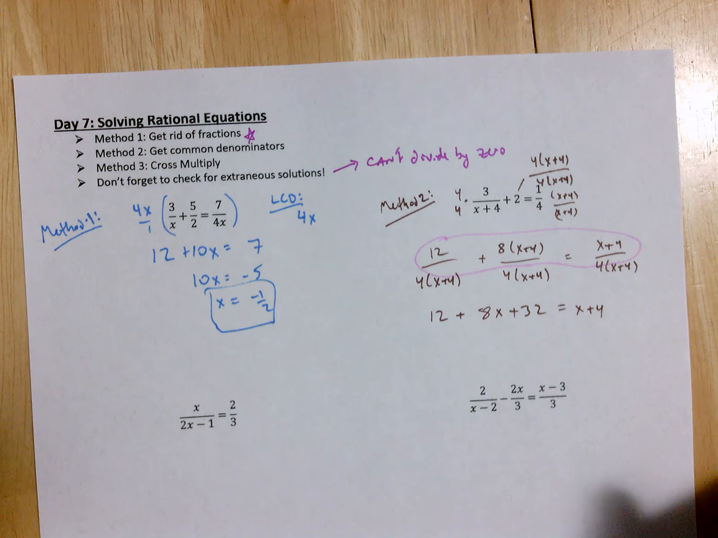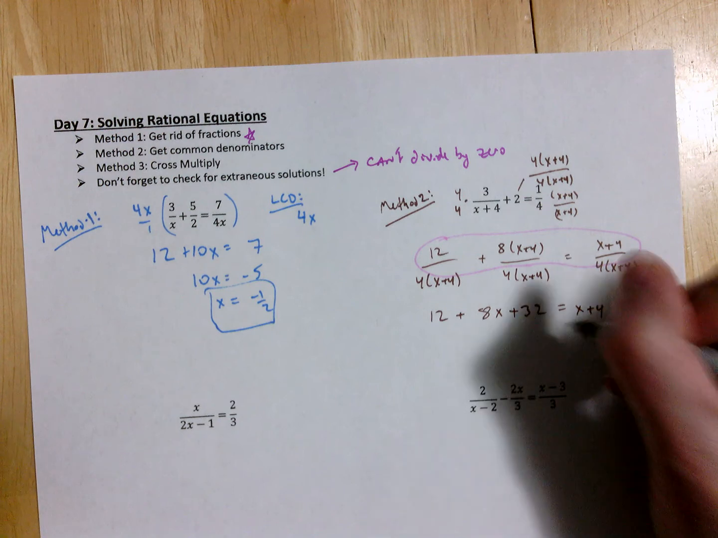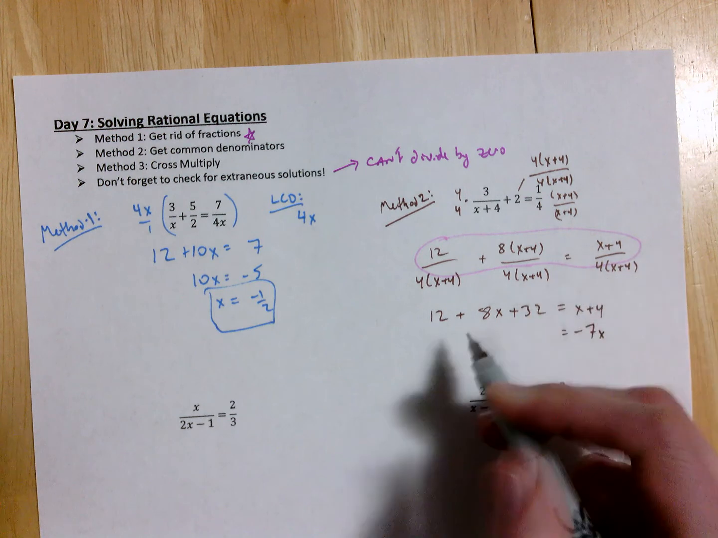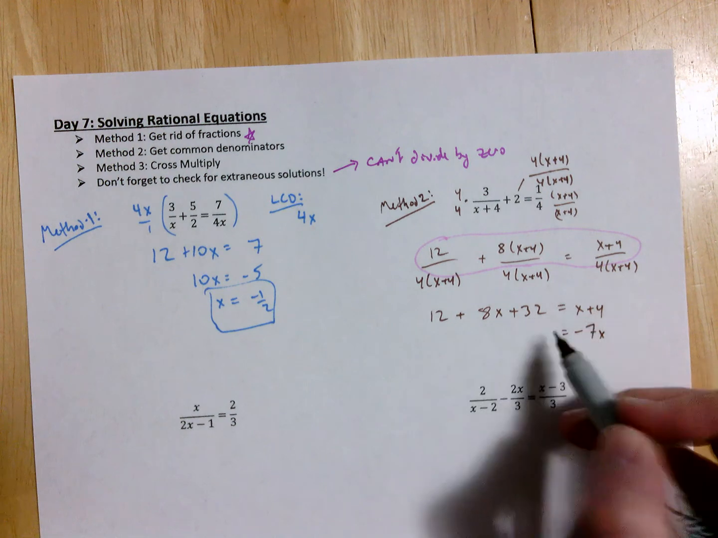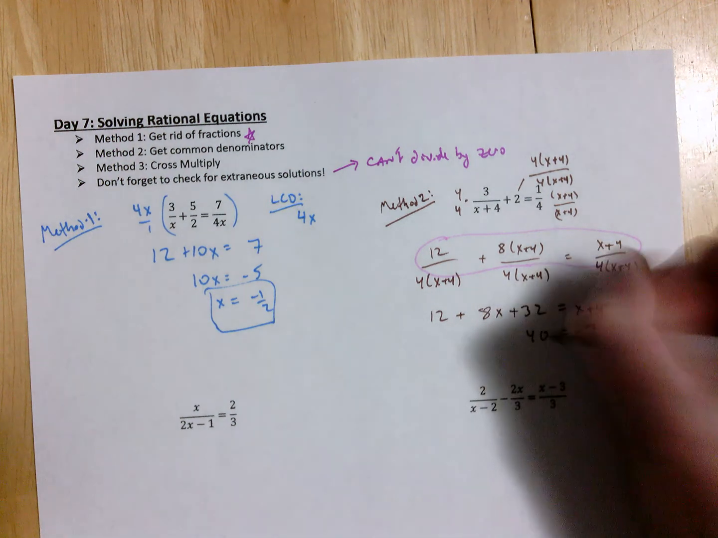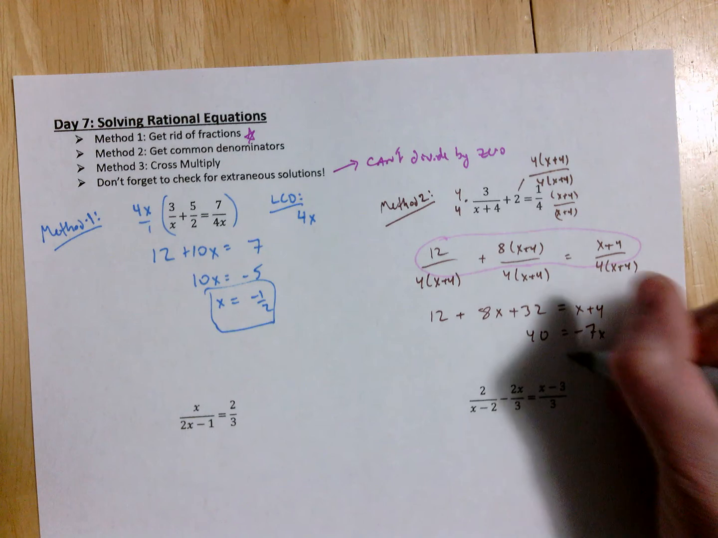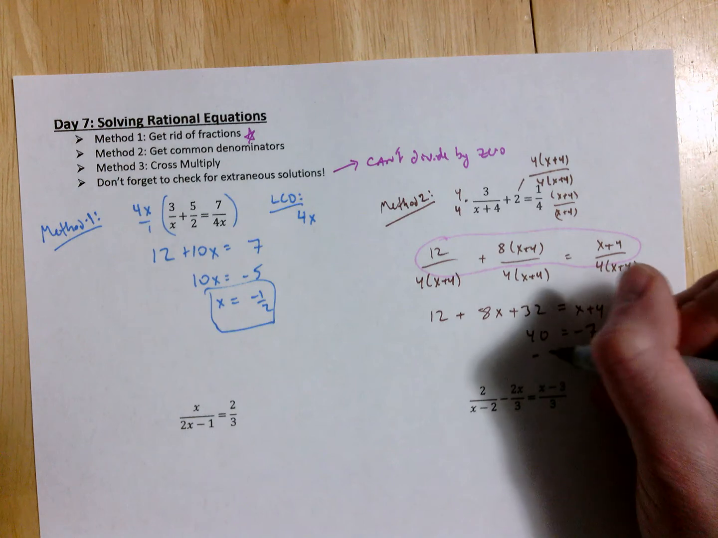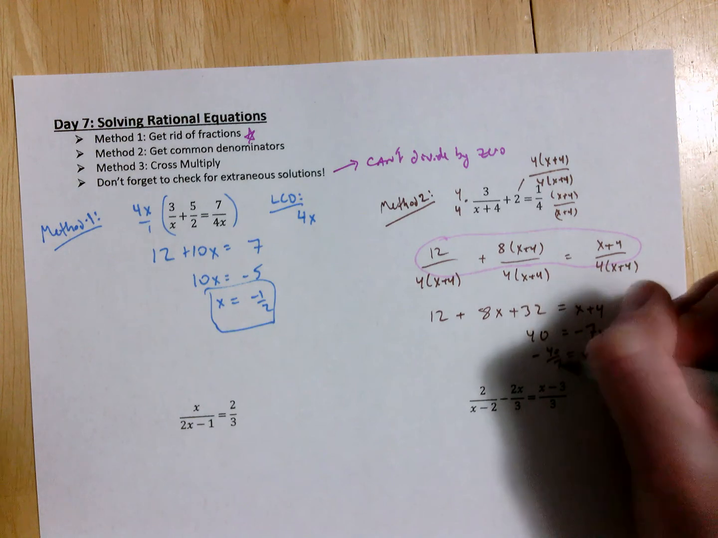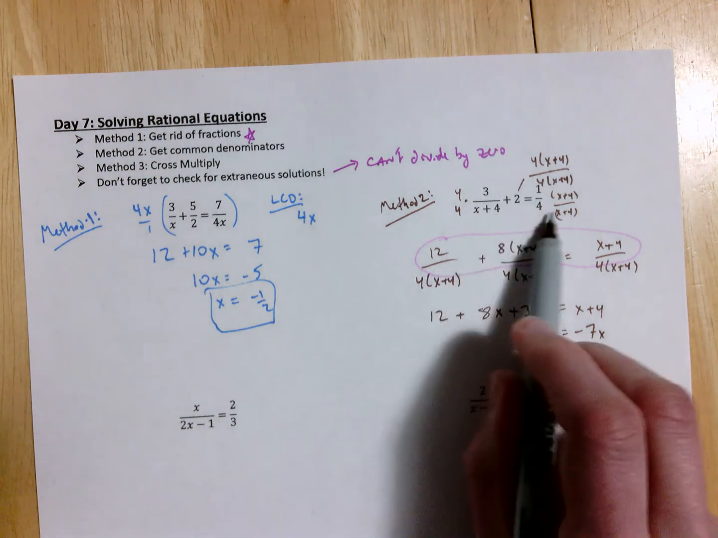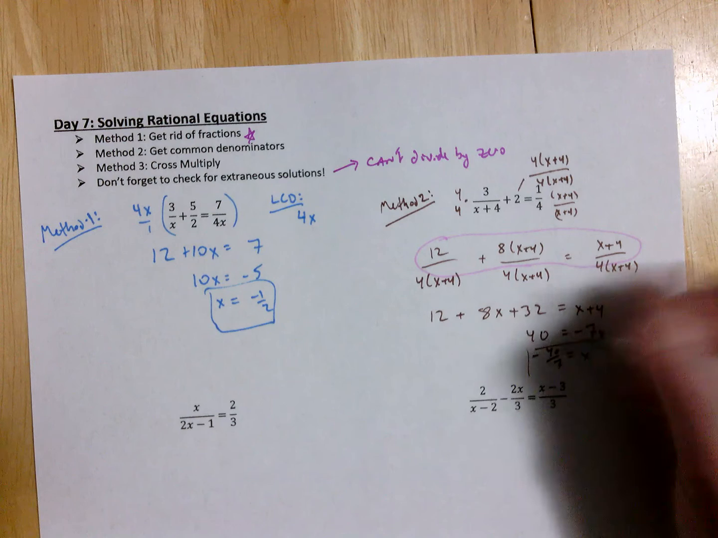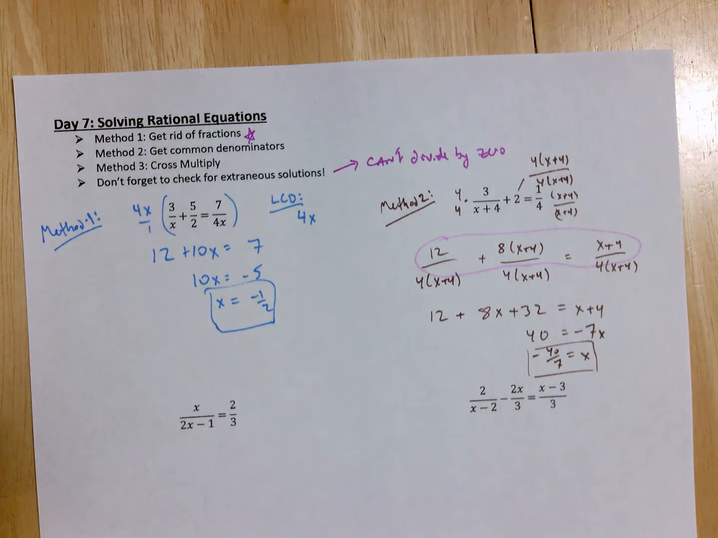And then you know how to solve this from here, right? I'm going to subtract the 8x from both sides. This is going to be 44x. I'm going to bring the 4 over. It'll just be 40. And then divide both sides. I'm going to get negative 40 over 7. Okay, quick check. Is that going to make anything 0 in the denominator? Nope. So I'm good. Okay.